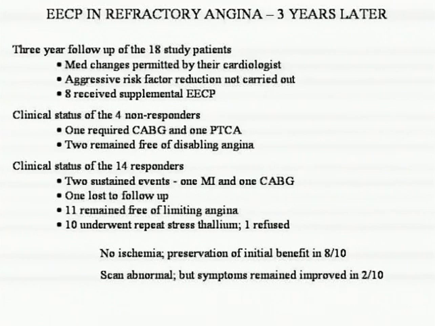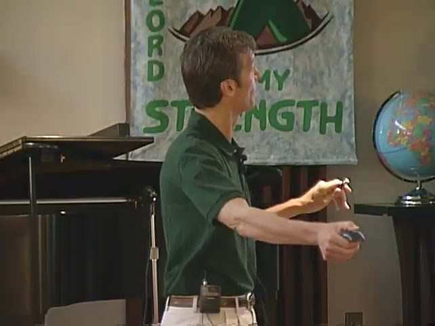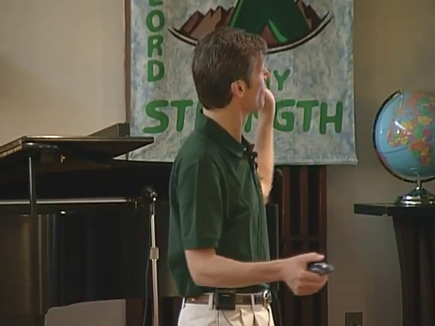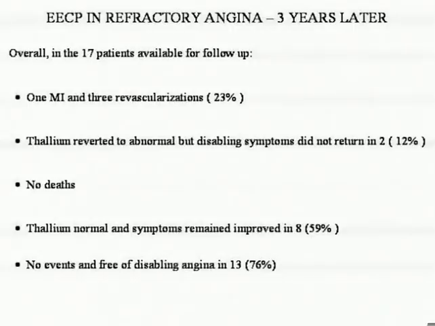But of those that underwent the repeat nuclear study, no ischemia, no supply-demand mismatch, preservation of initial benefit in 8 out of 10, scan was abnormal, but symptoms remained improved in 2 out of 10. That's a lot of numbers that I'll boil down to as, of the 17 patients available for follow-up, 3 years out from undergoing ECP for otherwise untreatable angina, there's a 23% event rate.